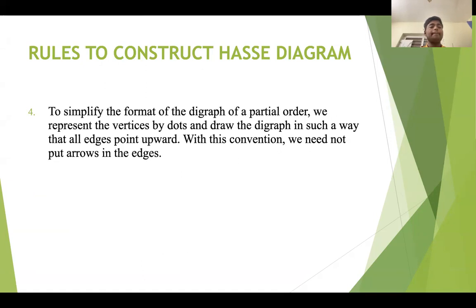Transitivity. And the fourth rule to construct a Hasse diagram is to simplify the format of the diagram of a partial order. We represent the vertices by dots and draw the diagram in such a way that all edges point upwards. With this convention, we need not put arrows on the edges.